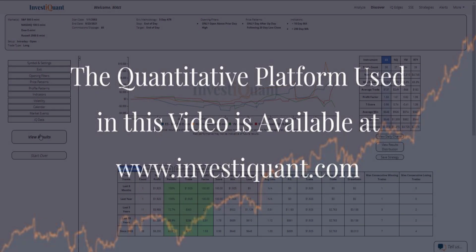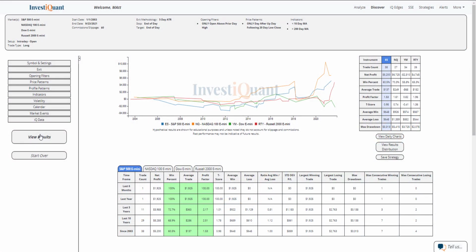All right, here we go. These are the results based upon entering the market long at the open of regular trading hours, 9:30 a.m. Eastern Time, exiting at 4:15 p.m. Eastern Time, when yesterday was an up day that came on the heels of a 20-day low close, and then today's open is above yesterday's high. This is in a weak bull market environment.